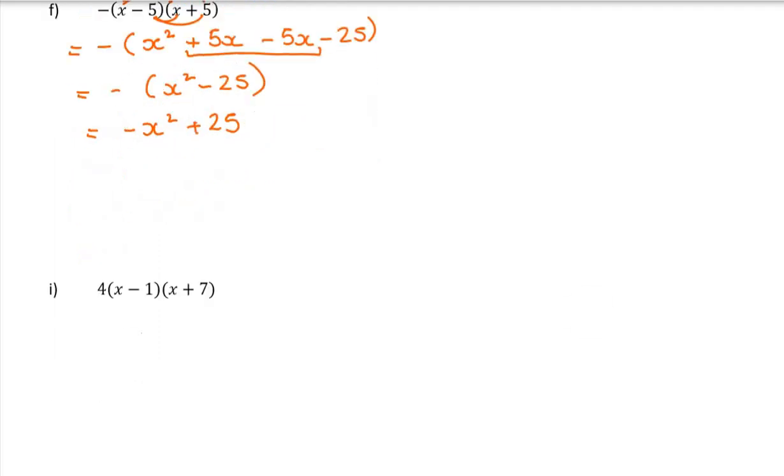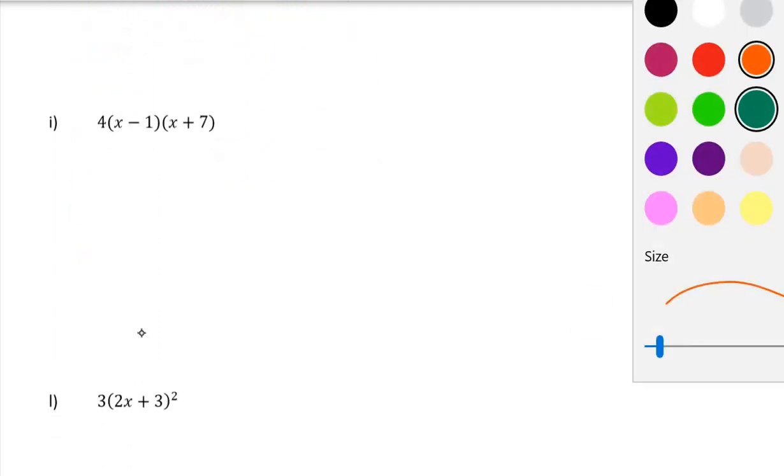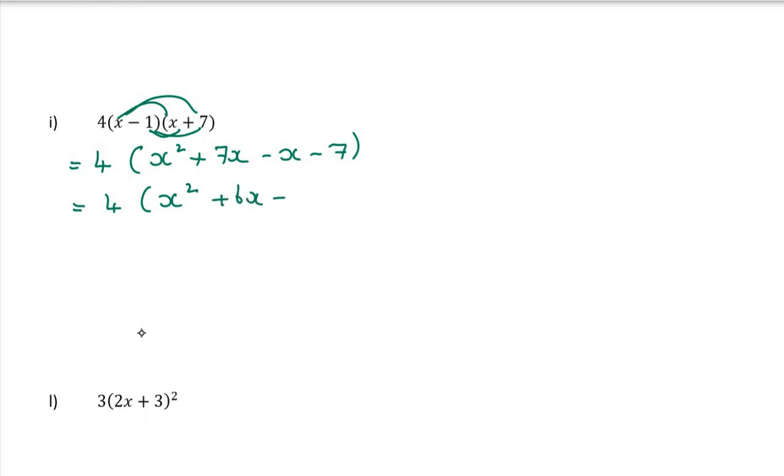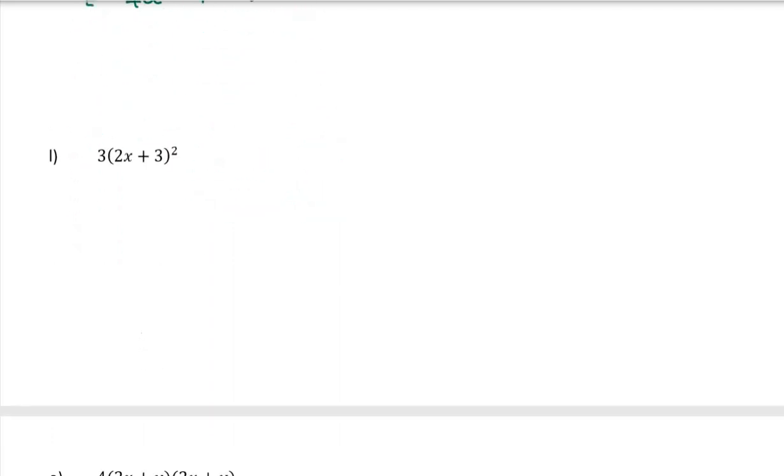Okay, so the next one is a very similar concept as well. I'm first going to multiply out my brackets, so I get x squared plus 7x, that's from multiplying in my x, and then minus 1x minus 7 from multiplying in my minus 1. If I collect up like terms, I get x squared plus 6x minus 7, and then I multiply by 4, so 4x squared plus 24x minus 28. So it's fairly similar questions the whole way along.